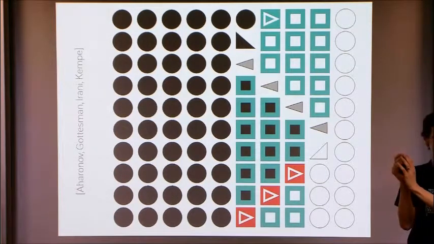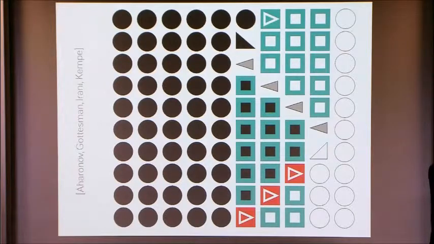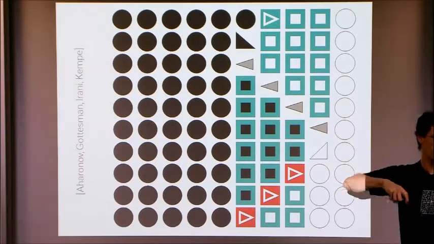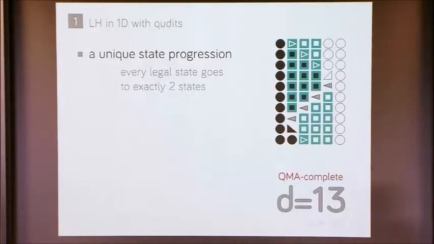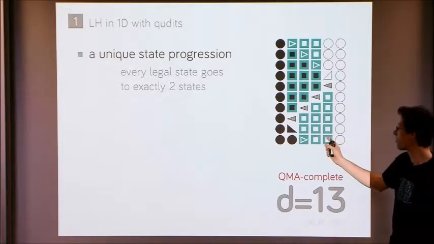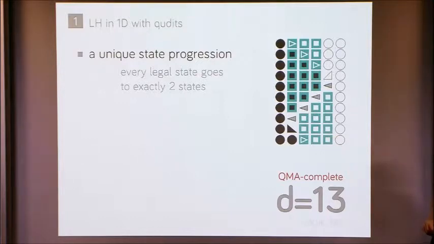local Hamiltonian. And we can show that if this state exists and has a low energy, it corresponds to an accepted computation. So again, the problem with 13-dimensional particles on a line is QMA complete. So with nearest neighbor interactions.